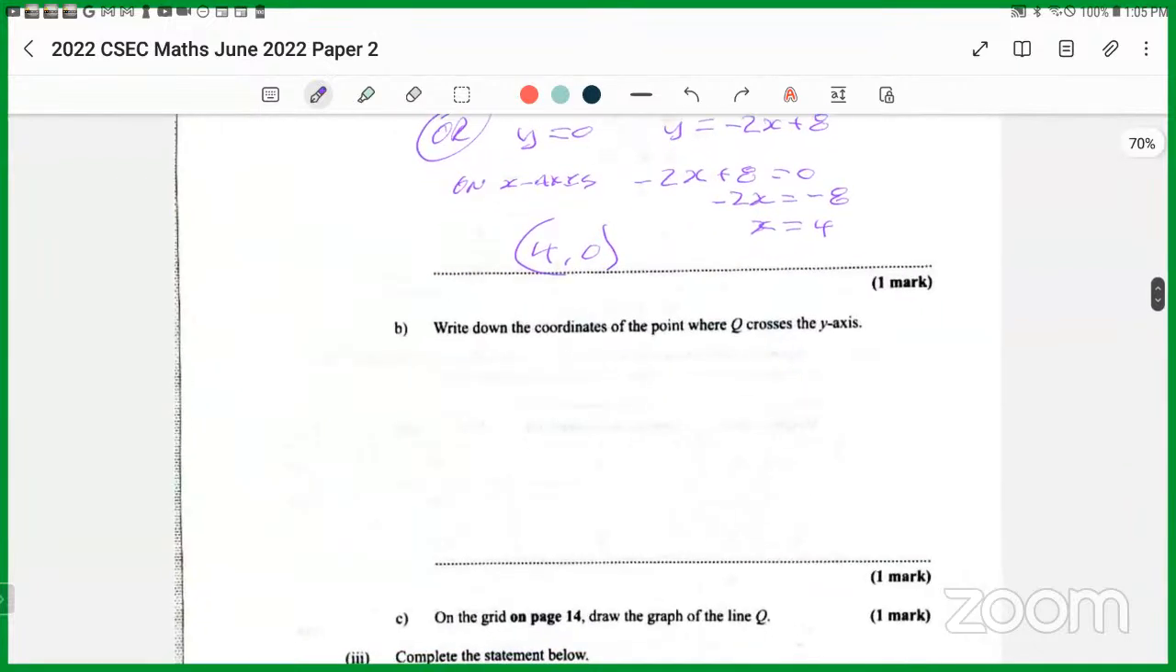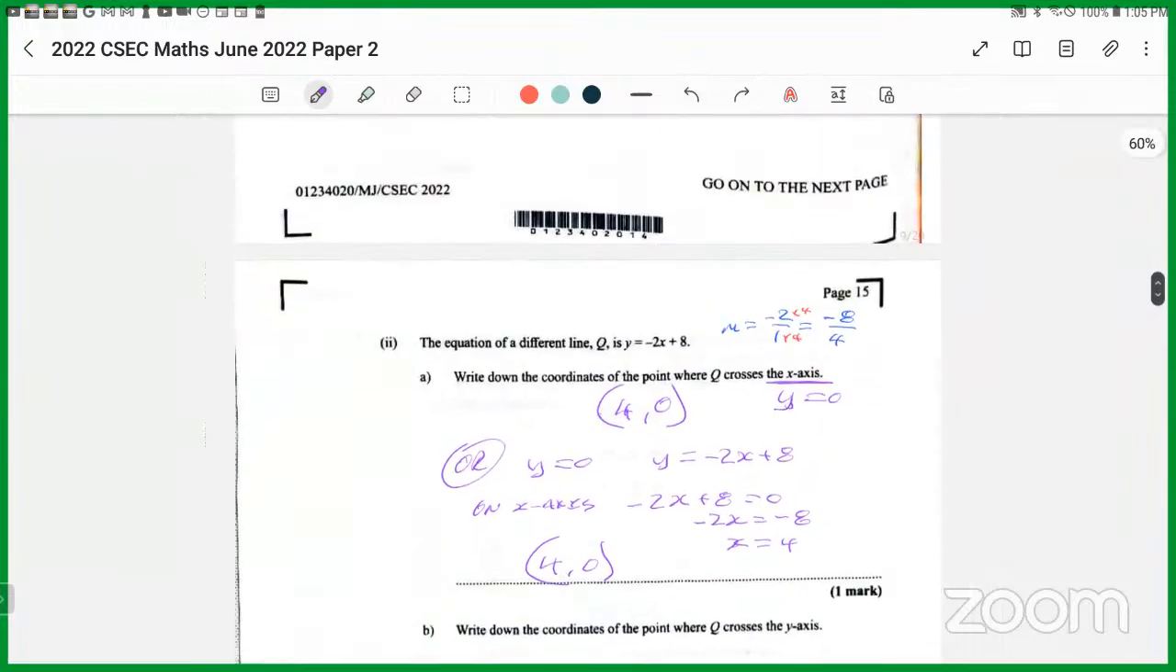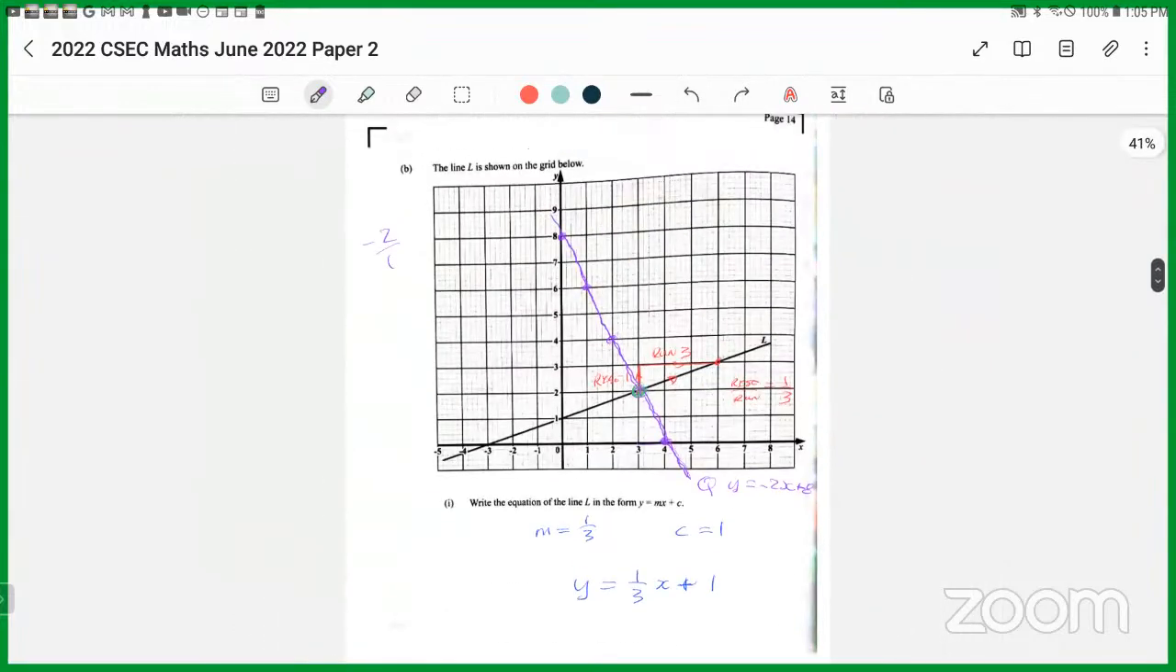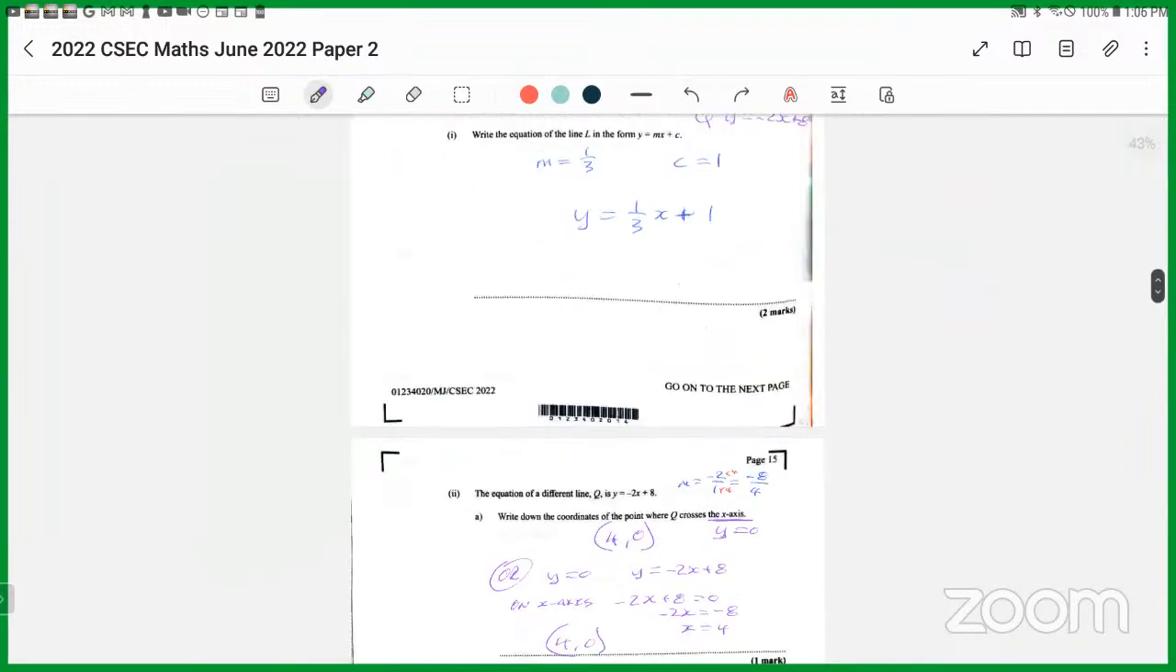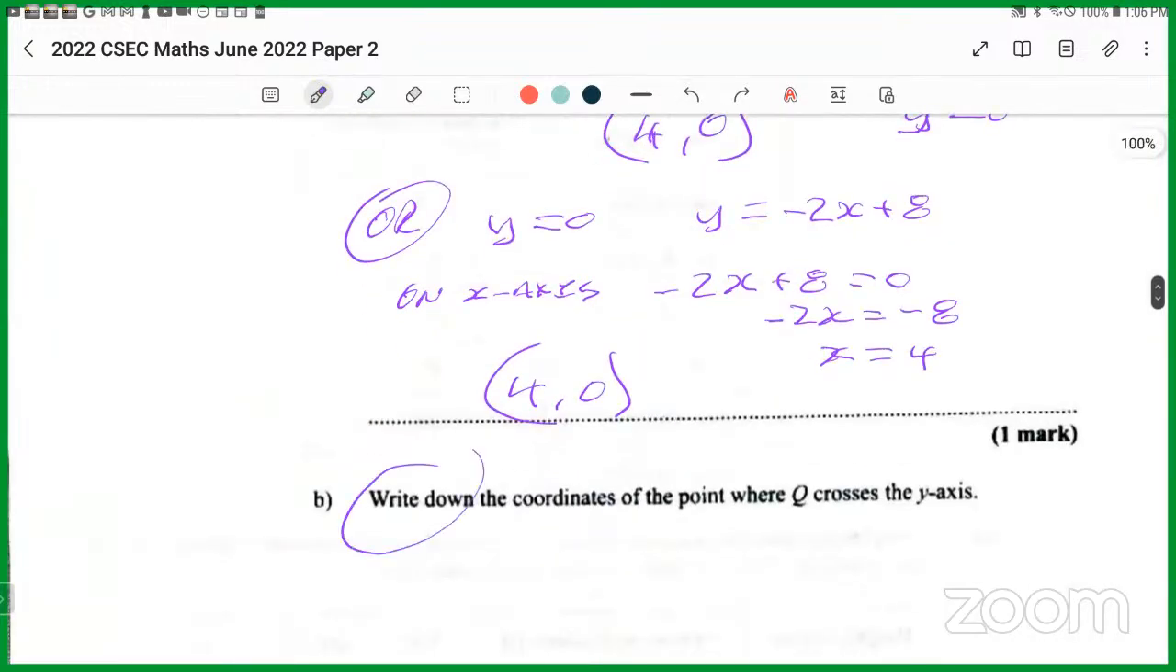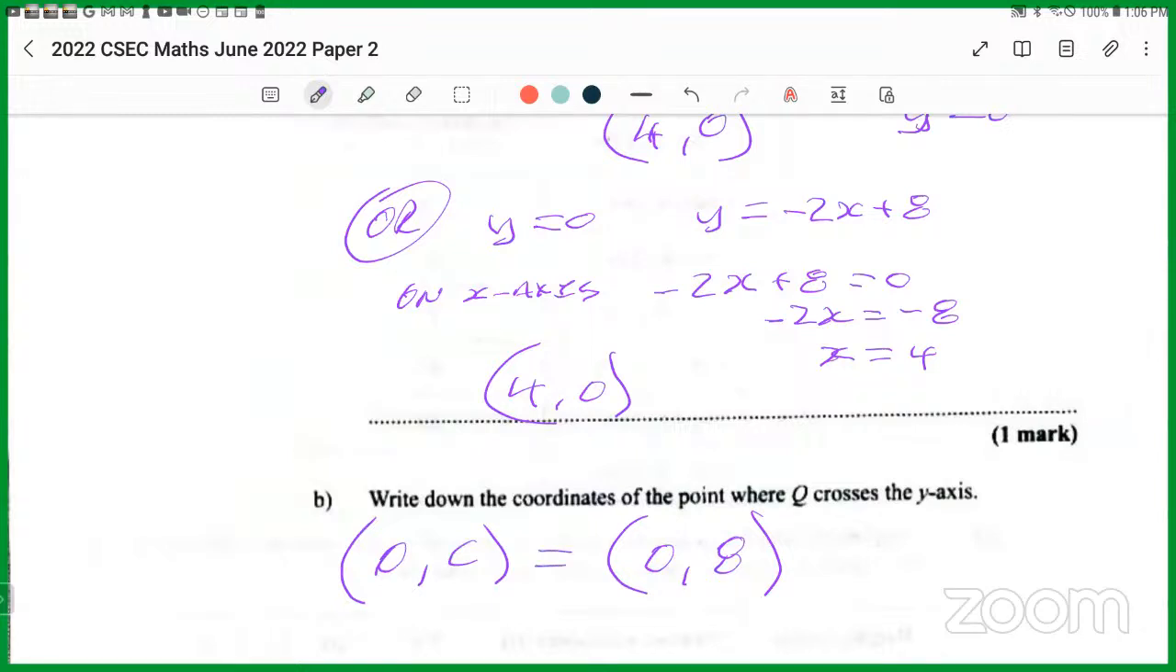The next part says, write down the coordinates of the point where Q crosses the y-axis. That one is easy. It is that 0, c up here: 0, 8. So just write it down. See? Write down means I don't have to calculate anything. You can just write it down. 0, 8. You all right? Good. All right.